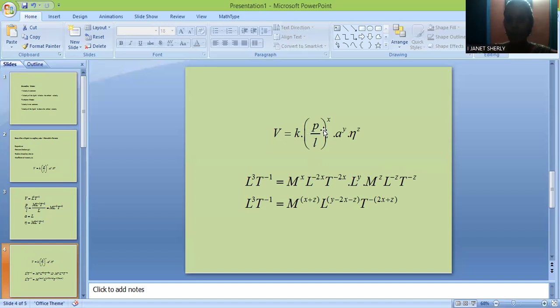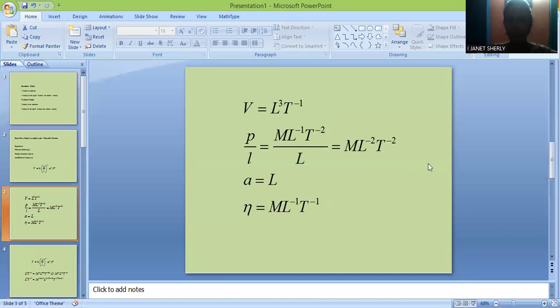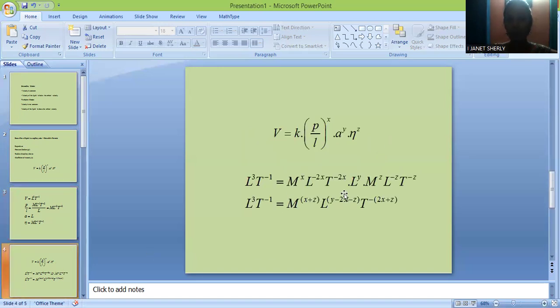And (P/L) power X, the whole power X we have, right? The dimension of P by L is M L^-2 T^-2. So this is going to be M L^-2 T^-2, and we have (P/L)^X. So it is going to be M^X, L^-2X, and T^-2X.